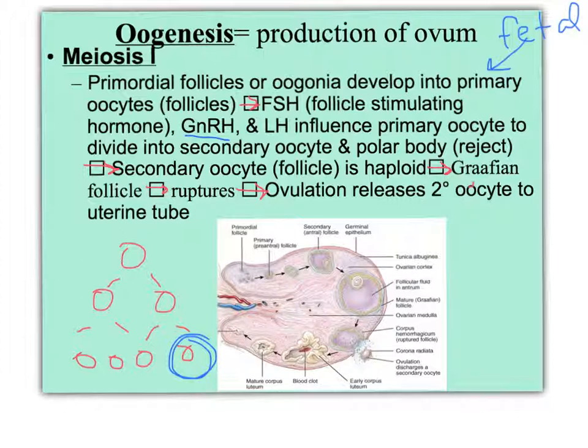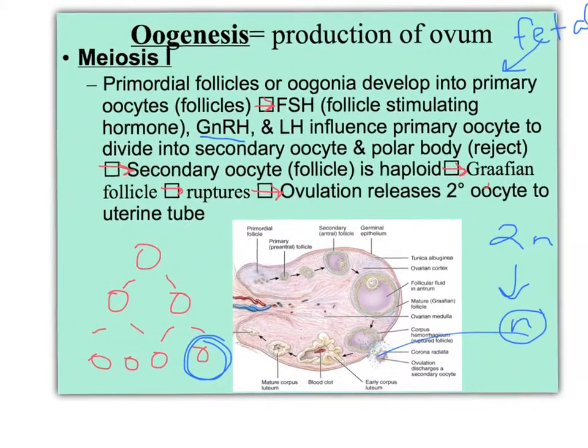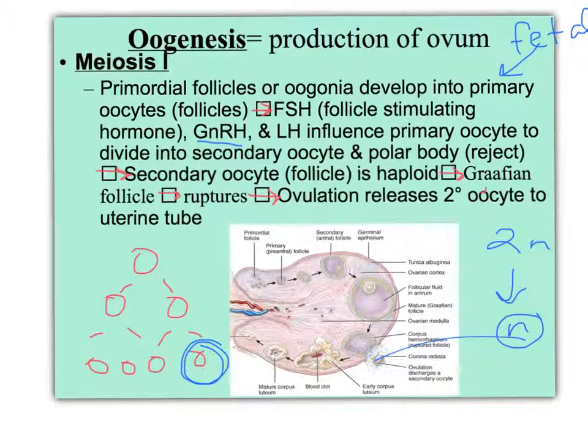And at this stage, the cell is going to divide its DNA equally. So we're going to go from being diploid, which means 2N, to being haploid, which is just N. But we're going to do it unequally in terms of cytoplasm. So now that we're a secondary oocyte, and you'll notice that I have the term follicle there as well. It's sometimes used interchangeably. That secondary oocyte, it's haploid now, and it is developing into what we call a very mature follicle.